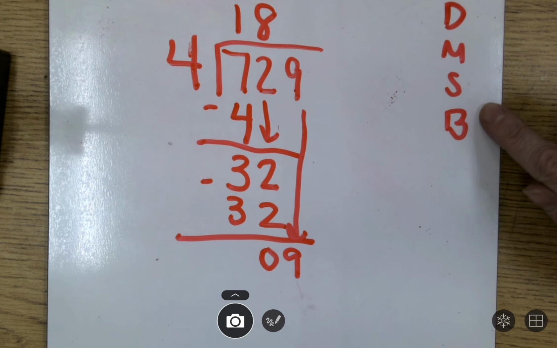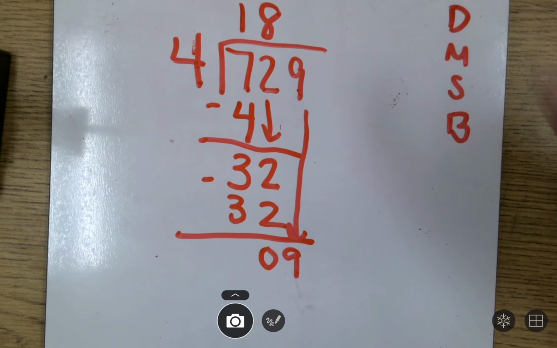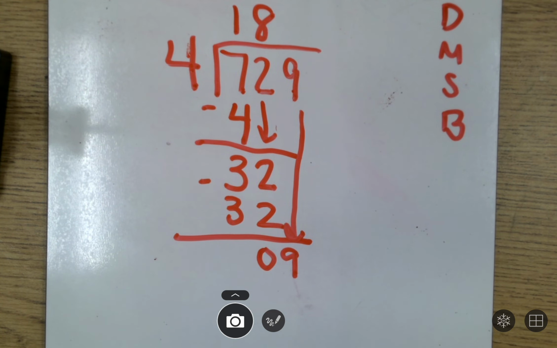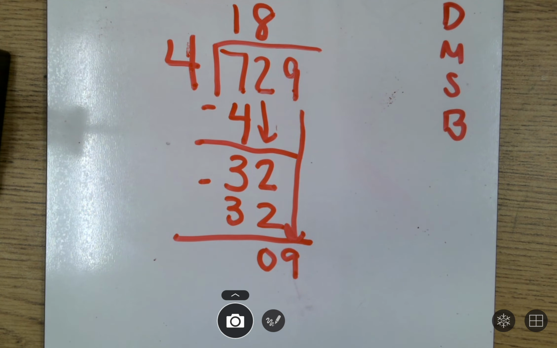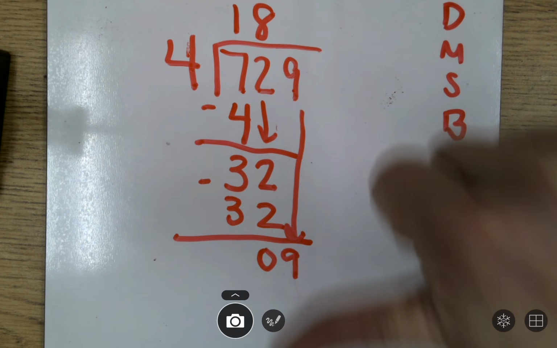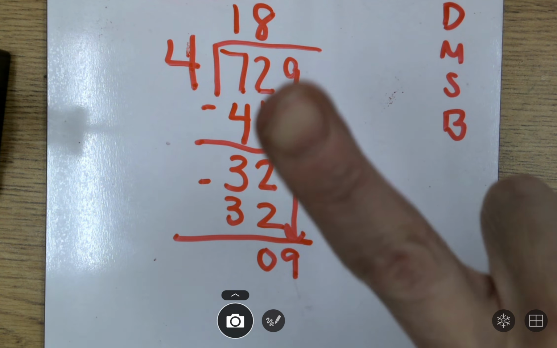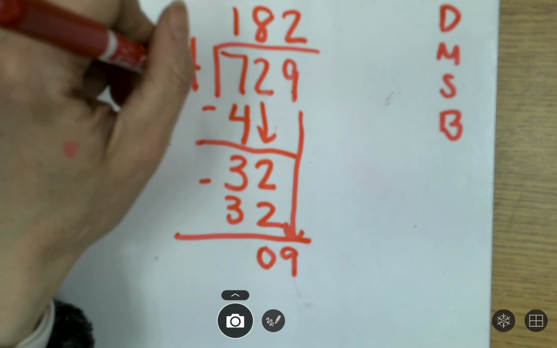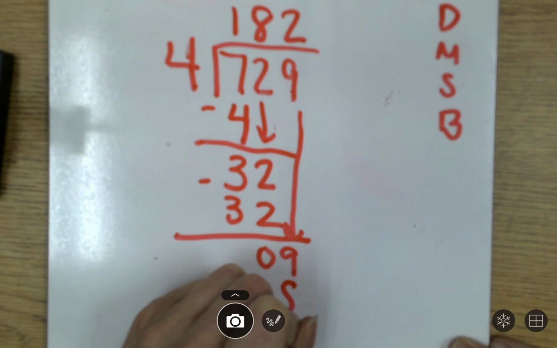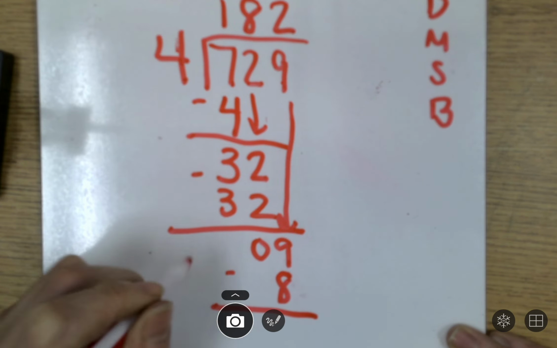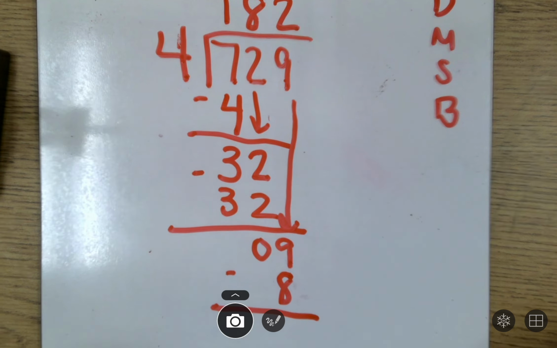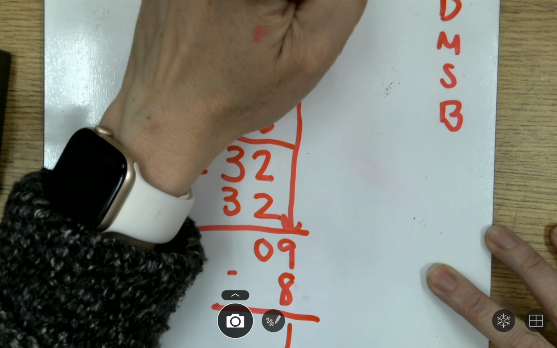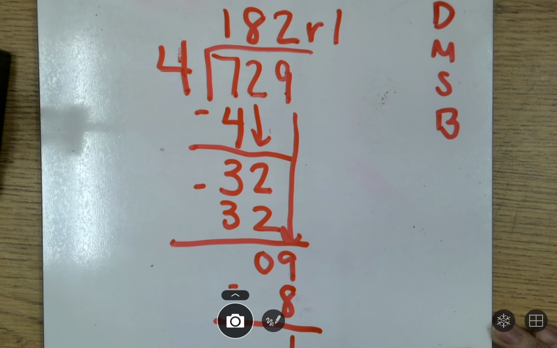And what do I do? Back to divide. And I ask myself, how many times does 4 go into 9? 4, 8, 12, 2 times. I put a 2. 4 times 2 is 8. Then I subtract. I get 9 minus 8. 8, 9, I get 1. Do I have anything else to bring down? Nope. Remainder 1. Alrighty, good job.